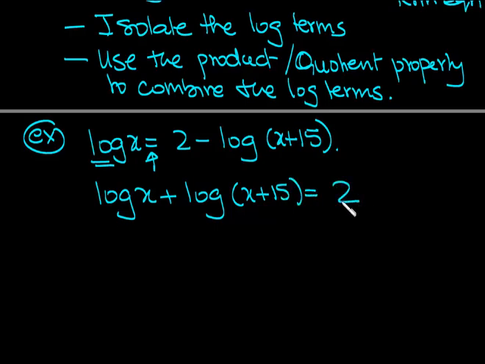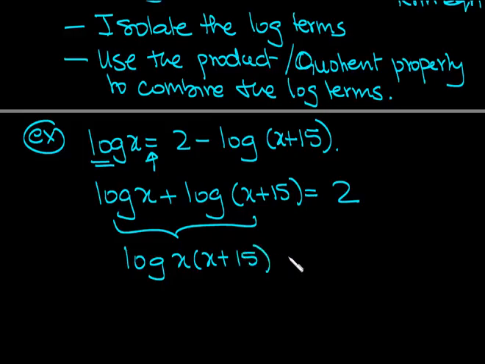Okay, then I'm going to combine these two into one. So what property of log can I use to combine them into one? Okay, so let's think about it. I have two log terms with a plus sign in the middle, so I can use the product property. So that tells me I can take the log of x times x plus 15 is equal to 2. Okay, so I combine them into one.